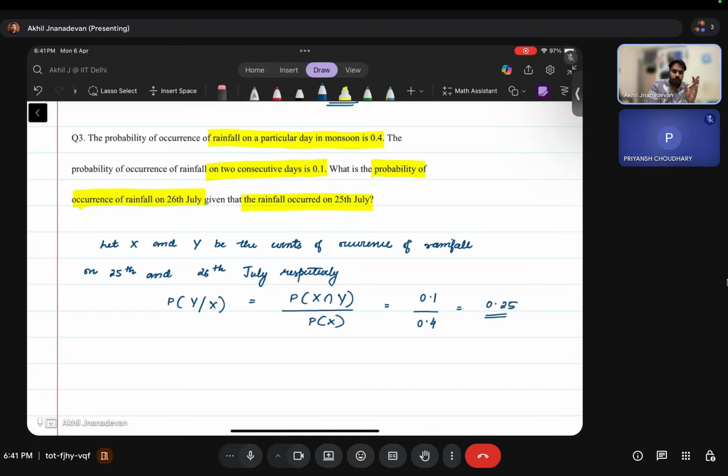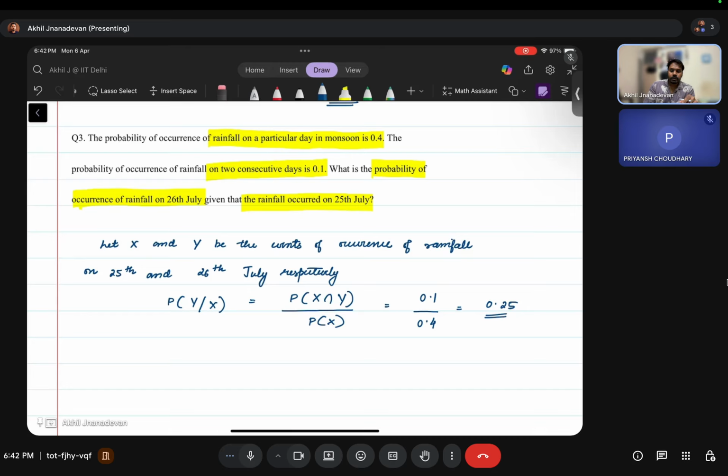If we are not given that the probability that any monsoon day is a rainy day is 0.4, that is not known to us, and we only know that the probability of two consecutive days being rainy is 0.1, then if the same question comes, we will report our answer as 0.1. But we also know that the probability for a particular day to be a rainy day is 0.4.